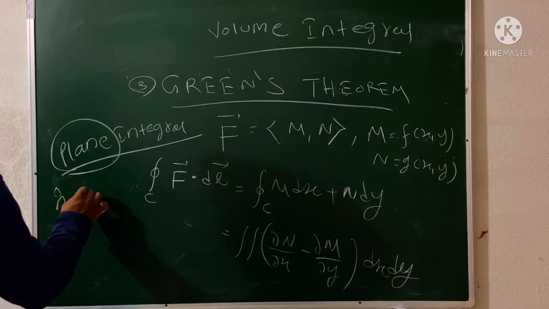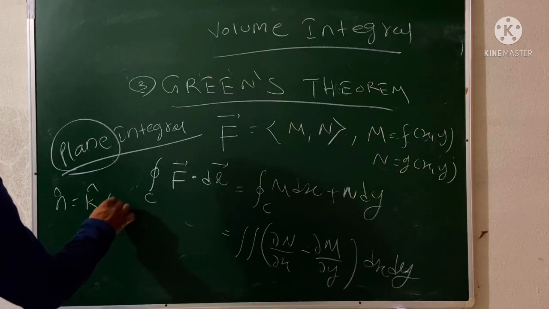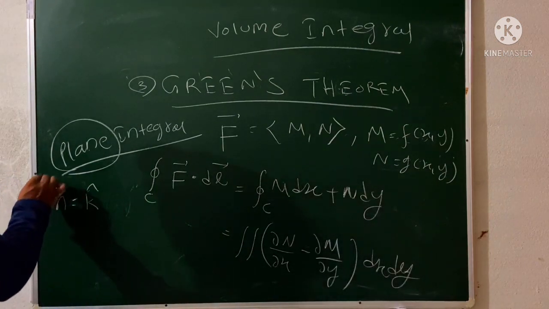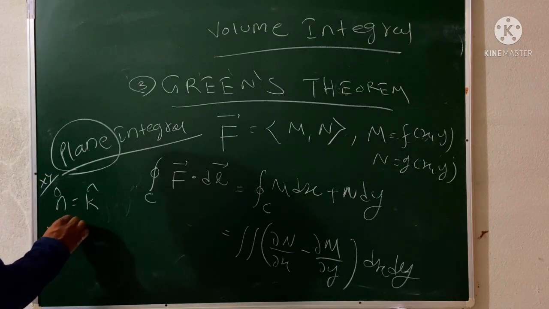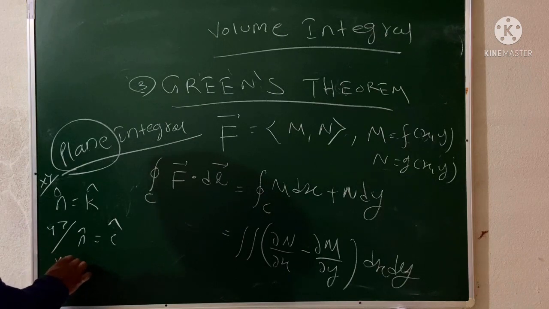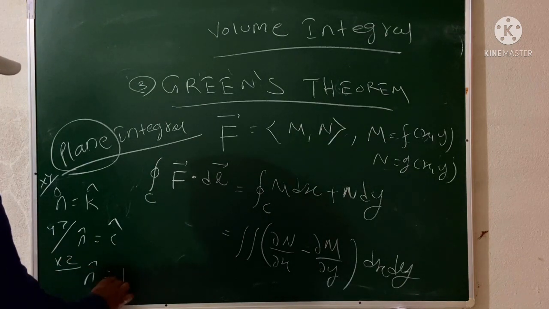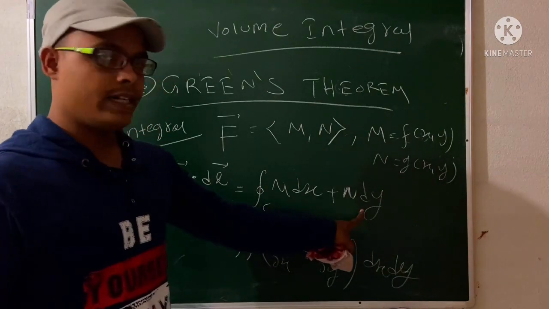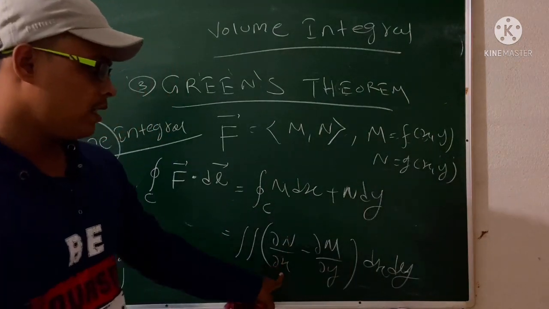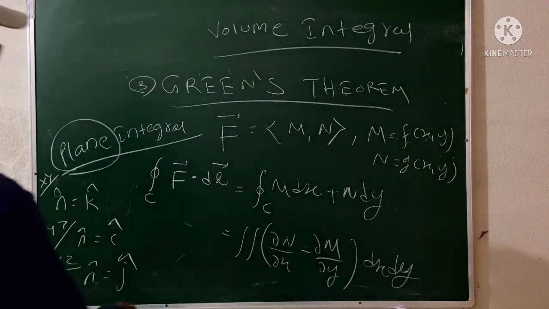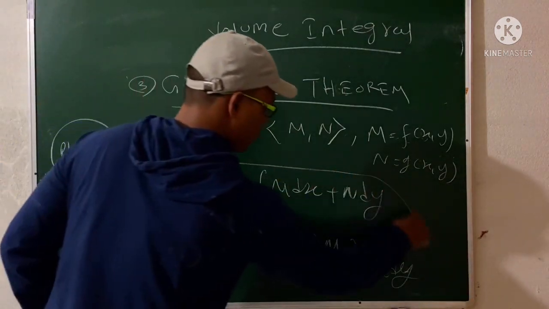So what is your n cap? That will be k cap for the xy plane. For the yz plane your n cap will be i cap, and for the xz plane your n cap will be j cap. So this is the xy plane integration. If this is dy dz, then that will be del N by del z and del M by del y, then dy dz. So this one is Green's theorem.